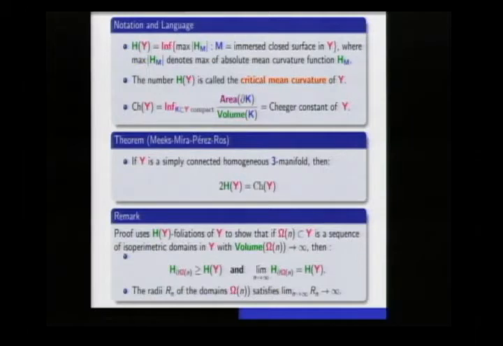S2 cross R, you do achieve it. They're minimal spheres in S2 cross R. Okay, so that's one of the very useful things that come out of the proof.